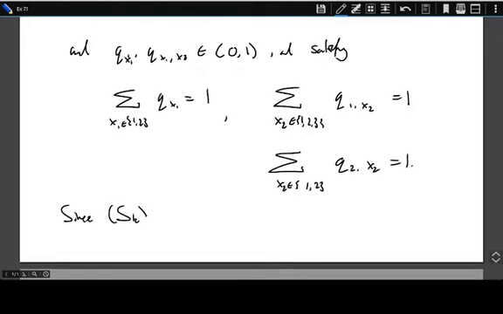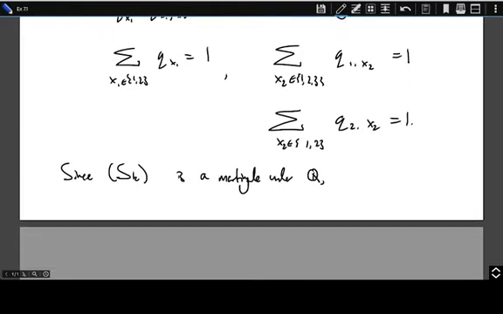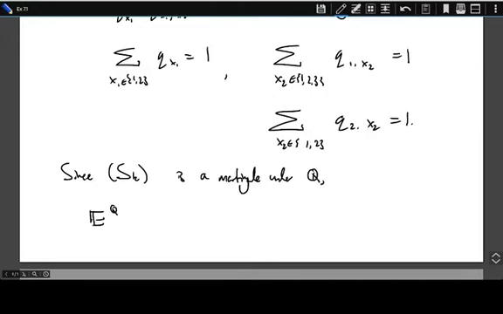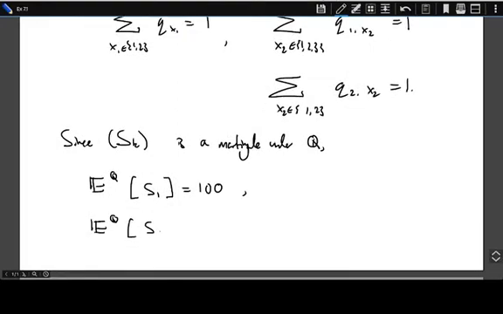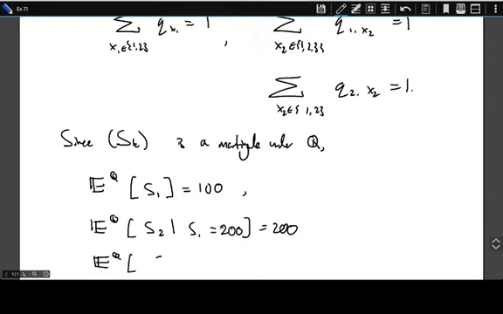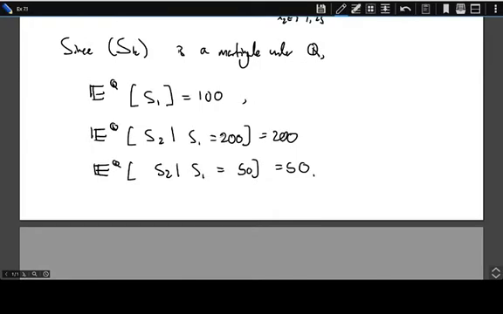Since S is a martingale under Q, because Q is an equivalent martingale measure, we have that the expectation under Q of S1 is equal to 100. The expectation under Q of S2, given the event that S1 is equal to 200, is equal to 200, and the expectation under Q of S2, given that S1 is equal to 50, is equal to 50. All of these are just calculated using the possible values of S0, S1, S2 given in the statement of the question.